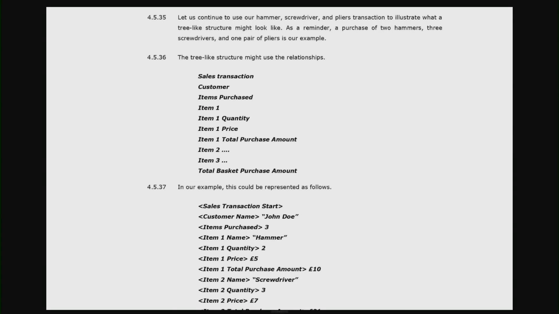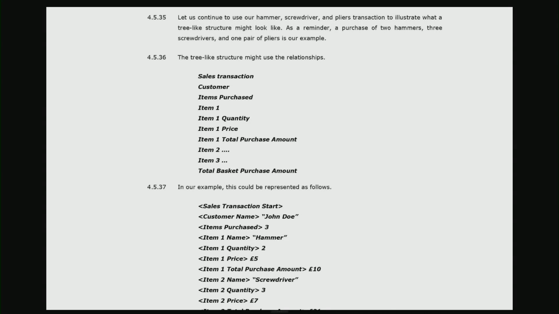Once we get past the count of the items purchased, we get to item 1, and this is more of the tree-like structure. Item 1 will have a quantity and a price and a total purchase amount related to item 1. And then we move on to item 2, and it will also have a quantity, a price, and a total purchase amount. And that could go on infinitely, or it could go on once. It really just depends on what the actual transaction is.